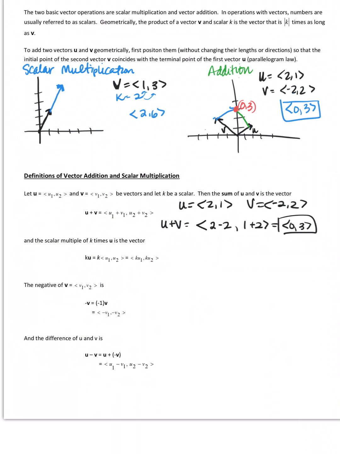Okay, let's try this one. Let's say that vector u is 1, 3, and they want us to find 2 times u. Well, it's 2 times 1, 3 gives me 2, 6. Multiply each term by that 2, or the scalar.